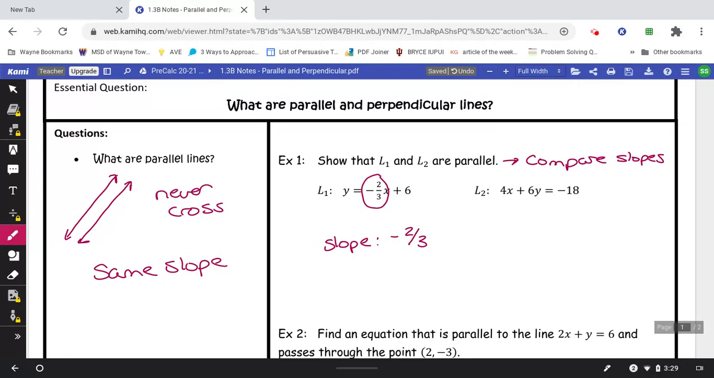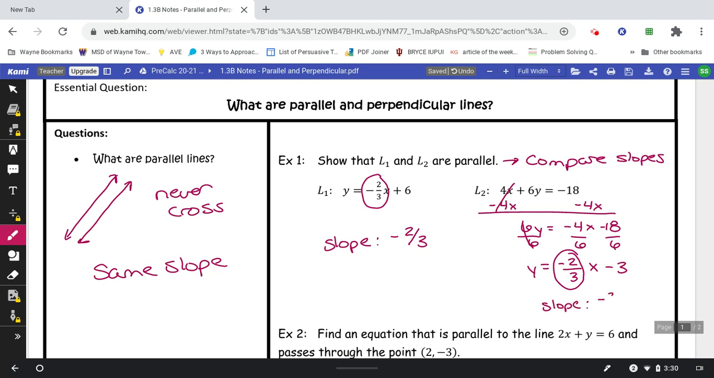L2, however, is not in slope-intercept form, so I'm going to solve for y. I subtract 4x. 6y equals -4x minus 18. And I divide by 6. Now for the fraction -4/6, I'm going to go ahead and reduce that by 2. And that leaves me with -2/3 x minus 3. So now that it's in slope-intercept form, I can simply look and I can say, okay, I know my slope is -2/3.